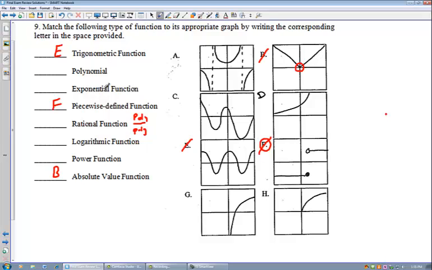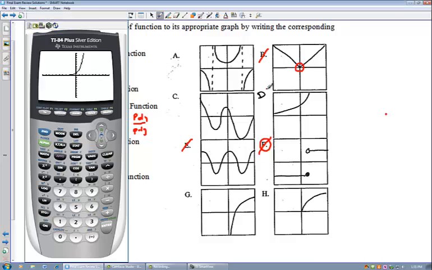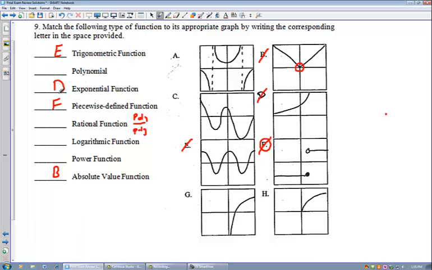Exponential function, that one shouldn't be too hard. I mean, you can graph it on your calculator if you're confused. What's an exponential function? Hopefully you say, oh, that's like e to the x. And so I can graph this, and I'll just use a standard window from -10 to 10. And you kind of see what it looks like. So it starts down and it goes up. So you look for one that starts down and goes up, and that's d. So that's the exponential. And so what are you left with?